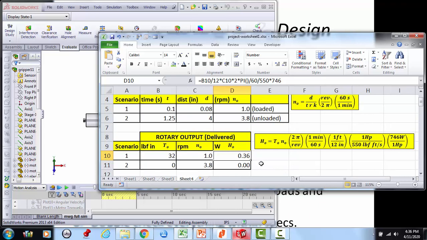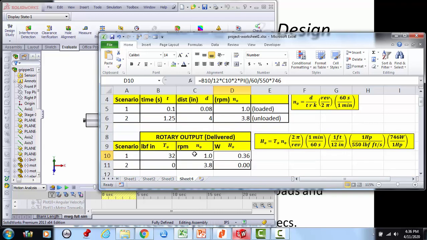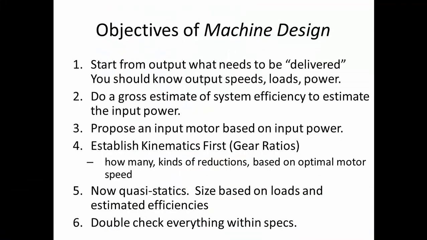So as you can see, there's not a lot of wattage here, 0.36. So we have firmly established, starting from the output, what we want. That's what we do. We start from the output and we establish what we need to deliver. You want to establish your output speeds, loads, and power. I've done two speeds, an unloaded and a loaded, and then of course for the power I have the loaded. So I've pretty much got this first thing squared away, so I'm in good shape.